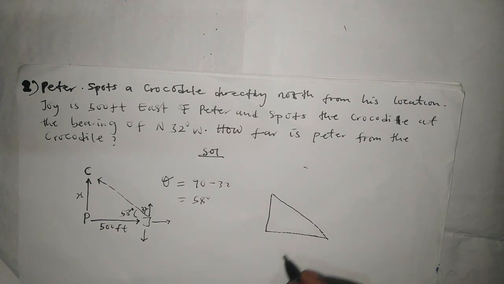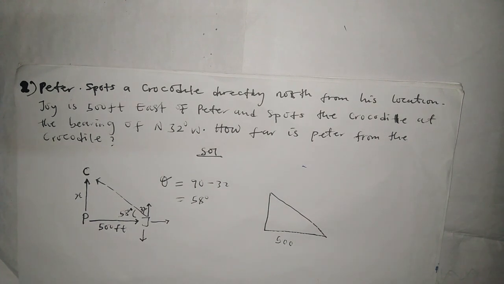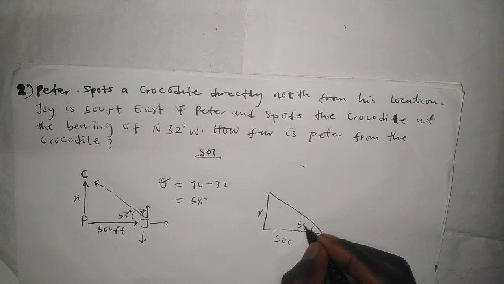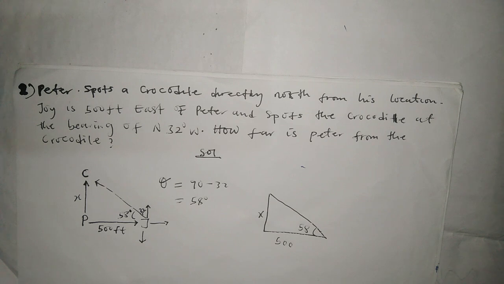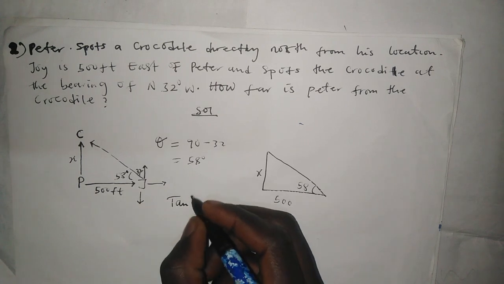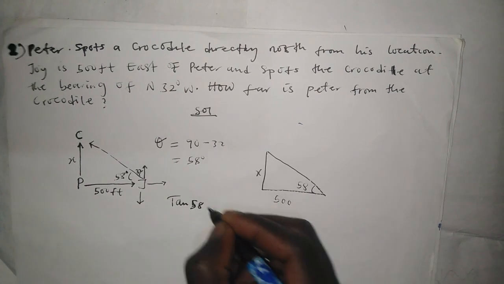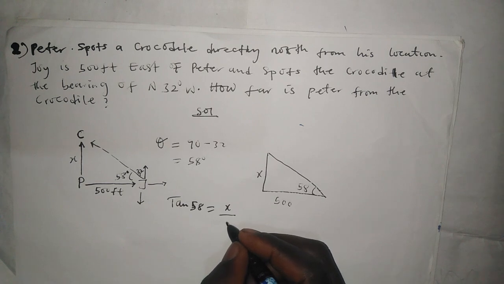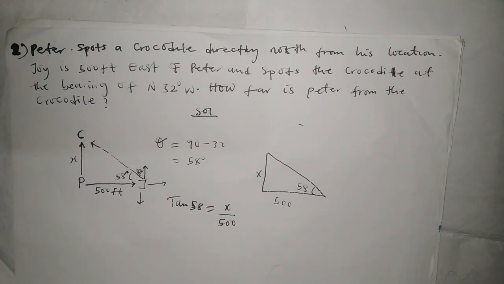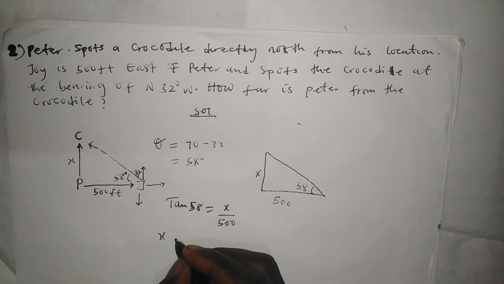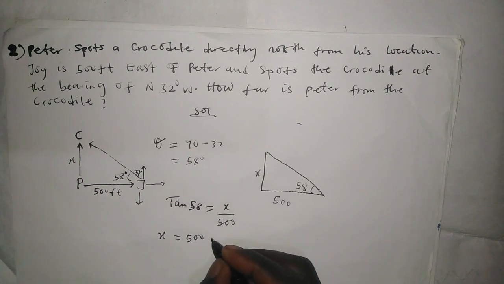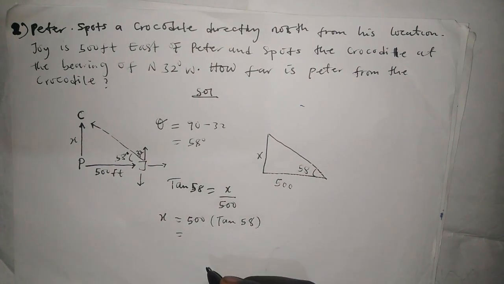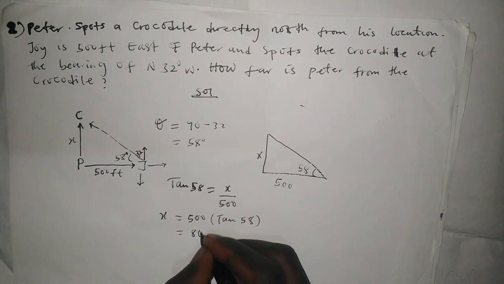So this is 500 feet, and then we have the distance x that we're looking for. And our angle is 58. Now to get this distance, we use tan. Tan 58, which is our angle, is equal to opposite x over adjacent 500 feet. Cross multiply, we have x is equal to 500 multiplied by tan 58. Therefore, what we'll have is 800 feet.